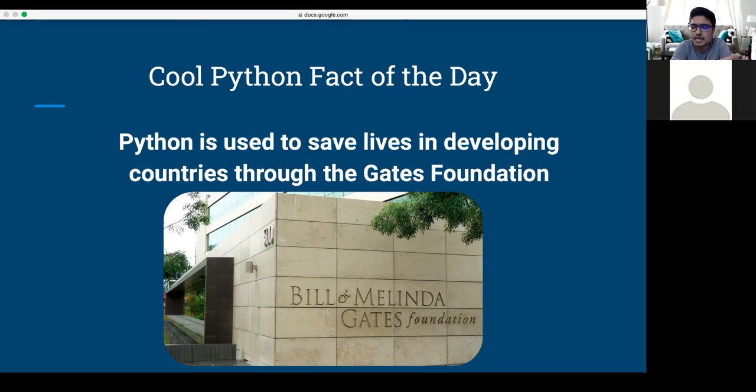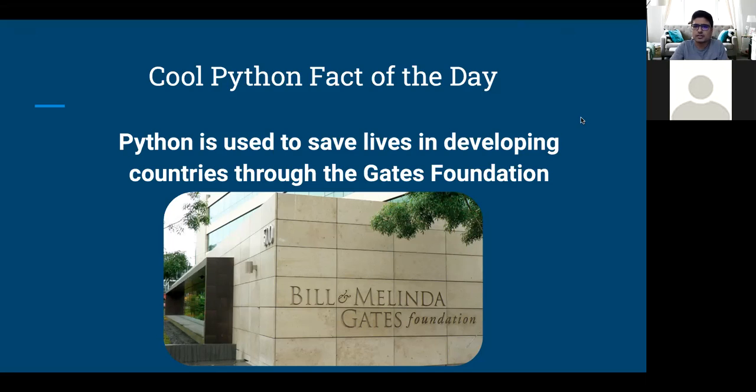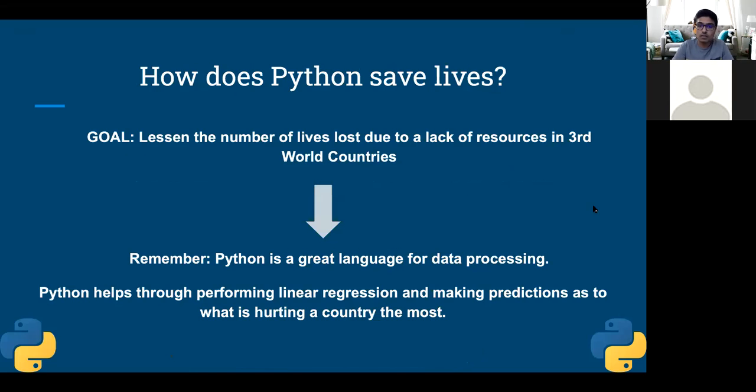Their goal is to obviously help people in countries like developing countries, right? But how does the language of Python come into play? How is Python specifically able to help us in ensuring that less lives are lost due to issues like poverty? Well, Python is a major aspect. So the goal here is to lessen the number of lives lost due to a lack of resources in developing countries, right?